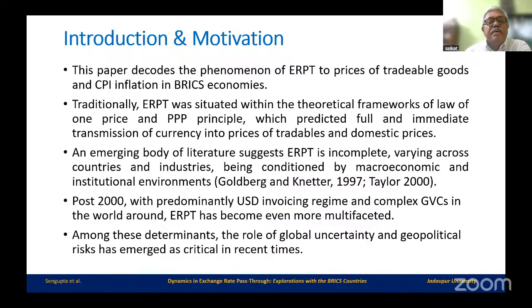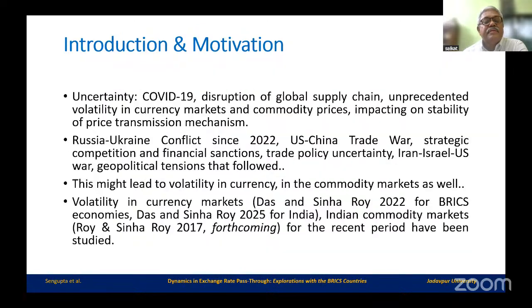Now, next. Yeah, so by uncertainty, we here bring in certain things, which are the COVID-19 of 2020, the disruption of the global supply chain which followed COVID-19, and unprecedented volatility in currency markets and commodity prices, which impacted the stability of the price transmission mechanism.